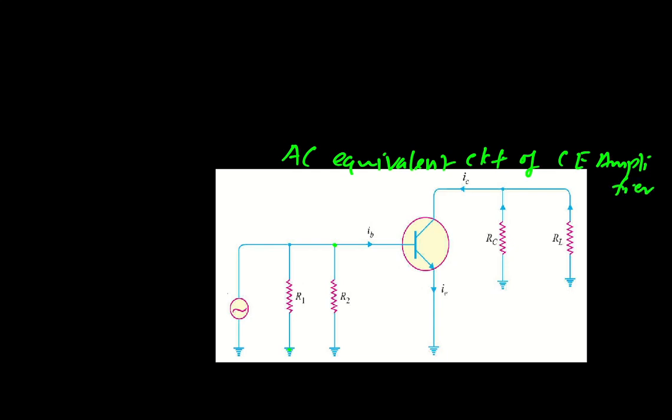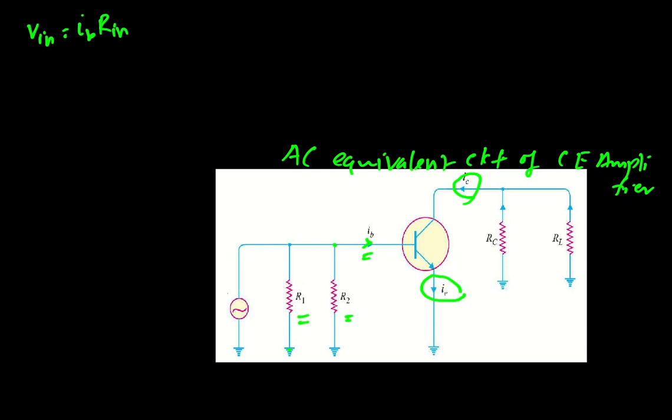Now from here we can calculate the different currents. The current IB is the base current, which is purely AC, and it is given by the input voltage Vin equal to IB into Rin. Rin is the effective resistance of R1, R2 and the input resistance of the base emitter junction. The output current is IC, and the emitter current is IE.